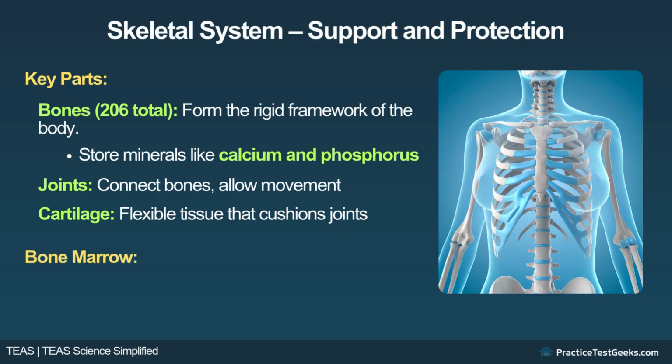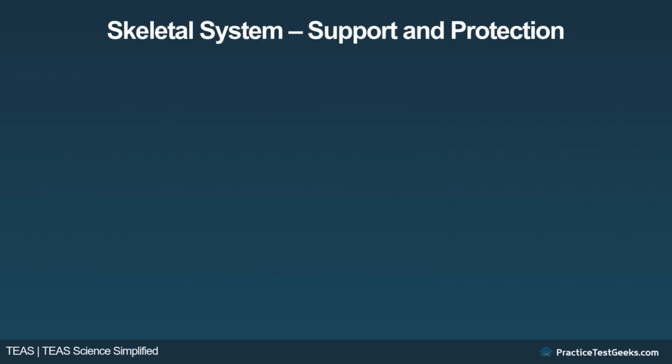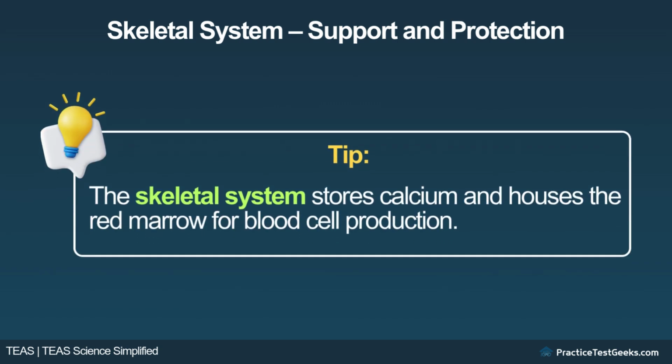Inside the bones is bone marrow. Red marrow makes blood cells, and yellow marrow stores fat. Tip: the skeletal system stores calcium and houses the red marrow for blood cell production.